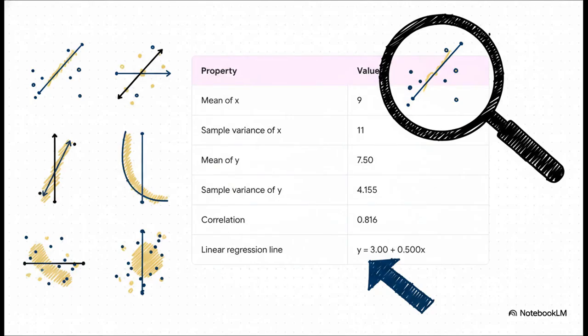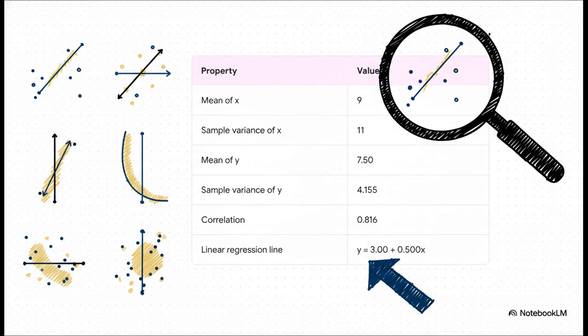Okay, so take a look at this. This is the evidence. We've got 4 different data sets, famously known as Anscombe's quartet. Now just look at their stats. The average of X, it's 9 for all of them. The correlation, 0.816 every single time. Even the linear regression line, that trend line, is exactly the same. On paper, these 4 data sets are statistical clones.